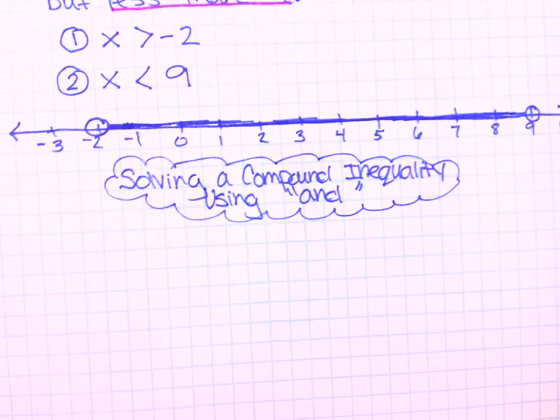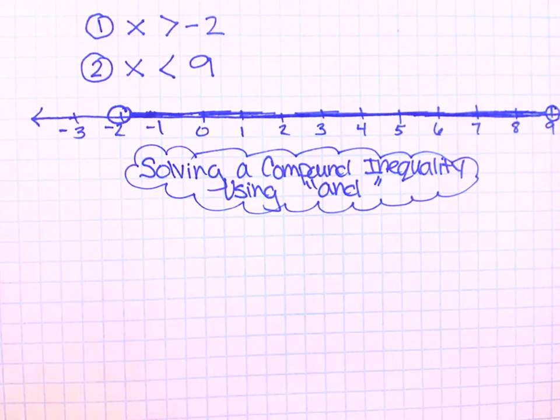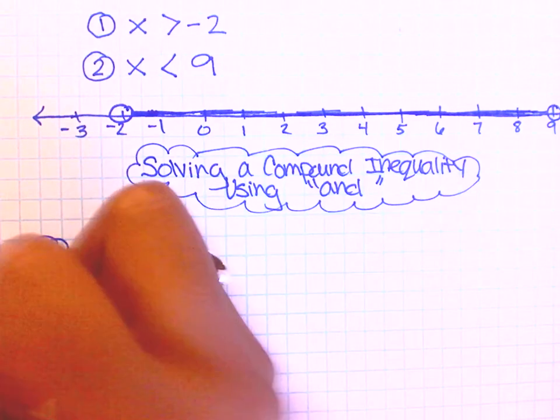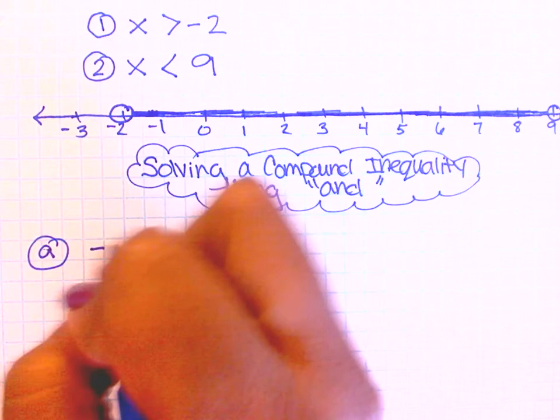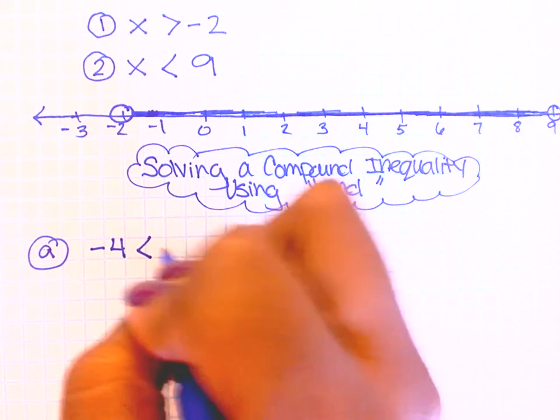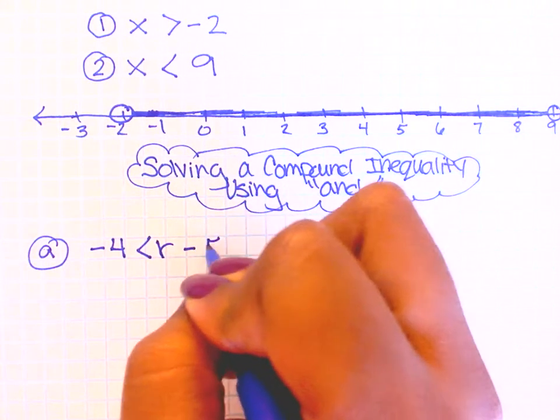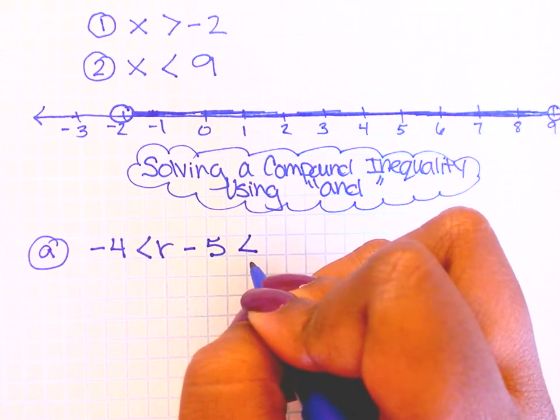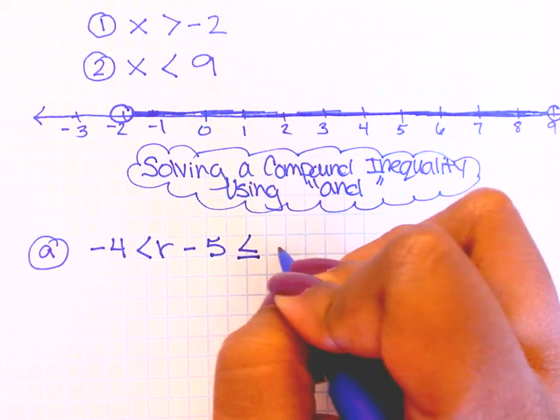Okay. So this next part of our notes, you're going to see problems that don't have words. It's actually going to be in number form. So let's look at letter A right here. You're going to have negative 4 is less than r minus 5 is less than or equal to negative 1.